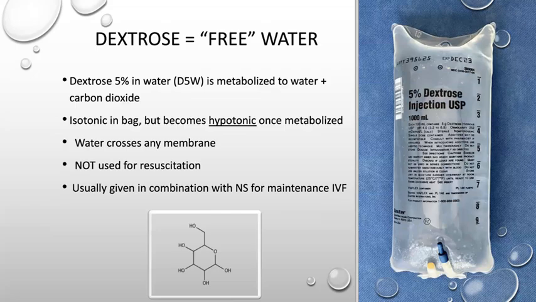Dextrose, which is a sugar, is a bit different than electrolytes like sodium. Dextrose 5% in water is isotonic in the bag, but becomes hypotonic once metabolized. It distributes freely across membranes. It is not suitable for resuscitation because it does not stay in the intravascular space. But it is useful for maintenance fluid or maintenance therapy.